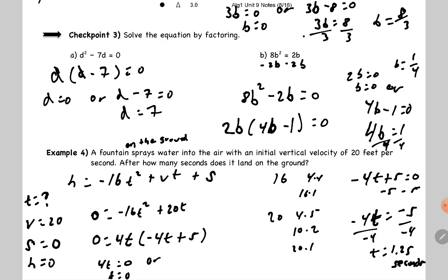Hopefully this helped you out. It's a bit confusing. Try out problems. Ask your teacher for some help.